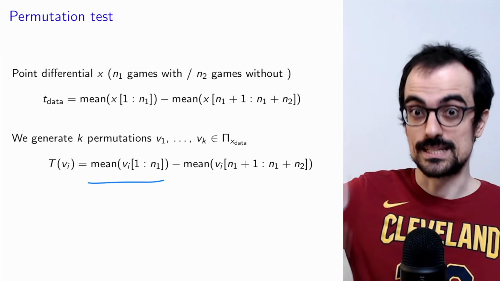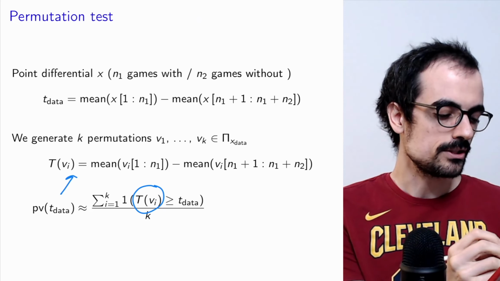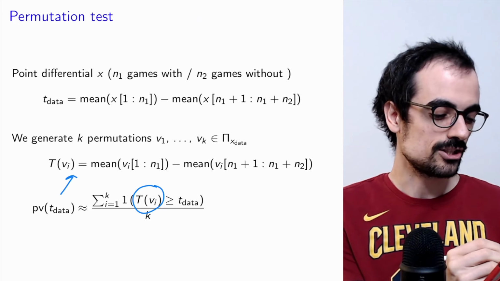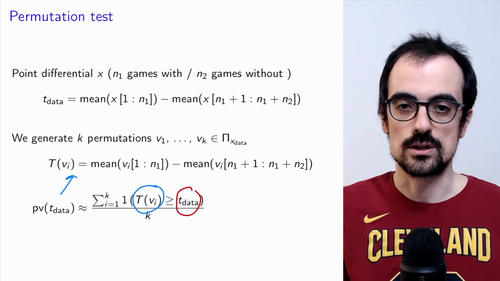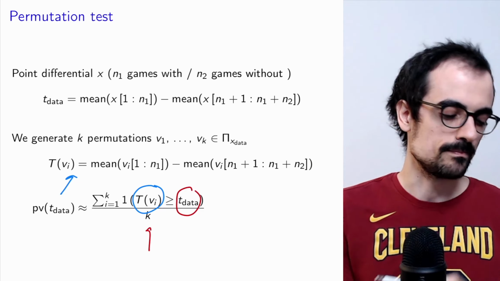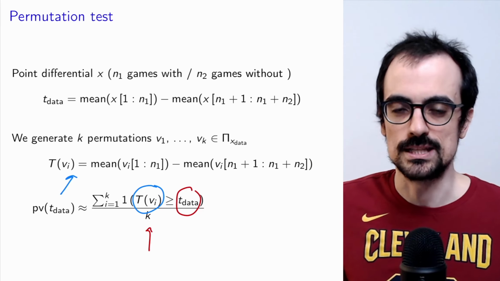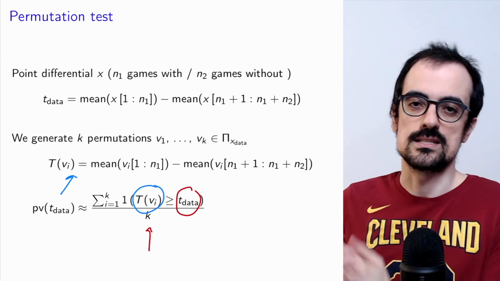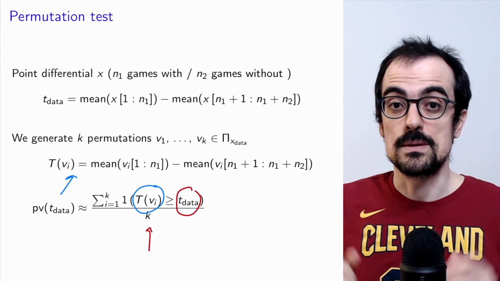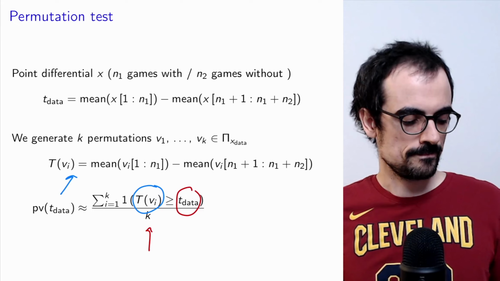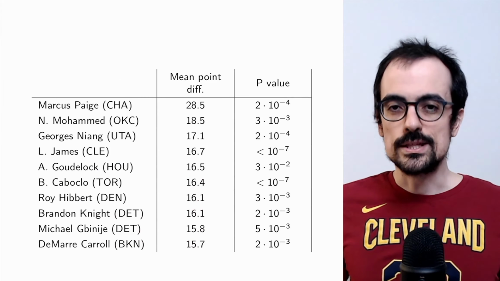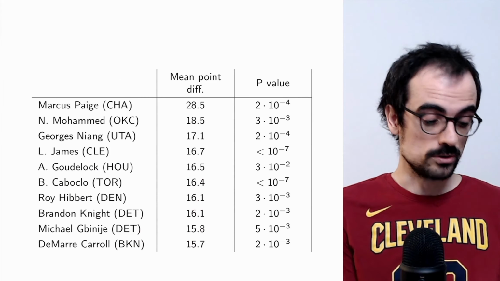And now the p-value is going to be the number of test statistics from the permutations that are above the actual test statistic that was observed, divided by the number of permutations. So this is the fraction of permutations for which the test statistic is above the one that was observed. That's the p-value of the permutation test. Great. So we do that and we see very small p-values.